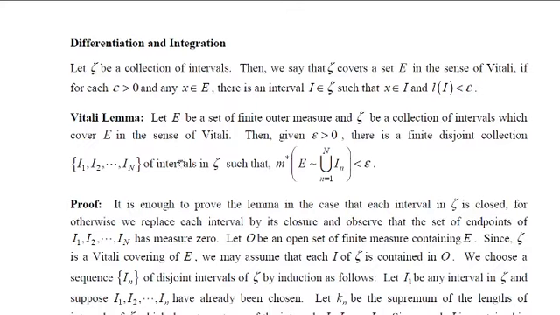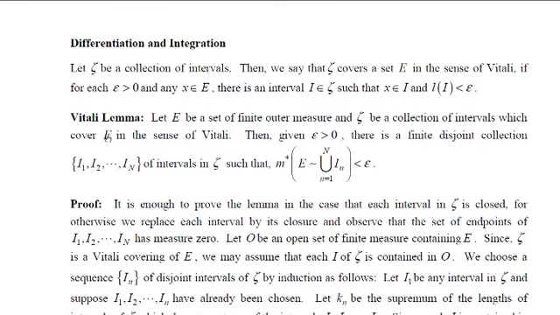Now, first of all, what is meant by Vitali covering? Suppose zeta is a collection of intervals. Zeta covers a set E in the sense of Vitali if for every epsilon greater than 0 and for any x belonging to E, there exists an interval in zeta, say I, which contains x and the length of that interval is less than epsilon.